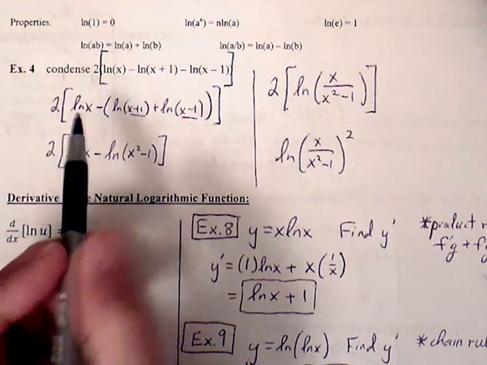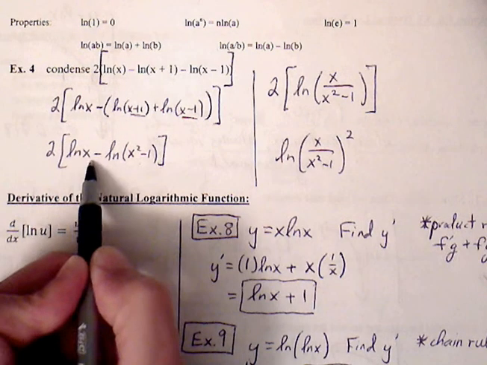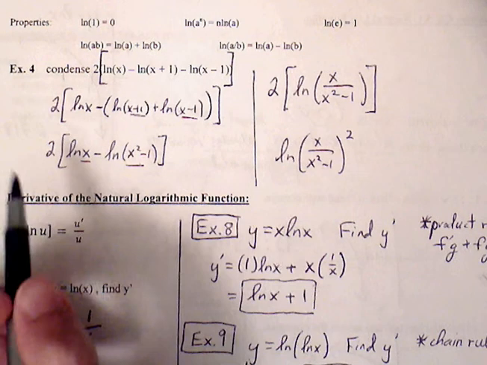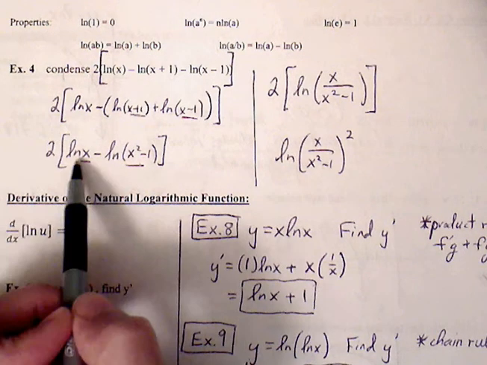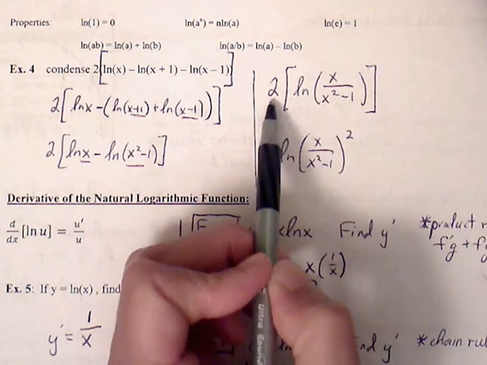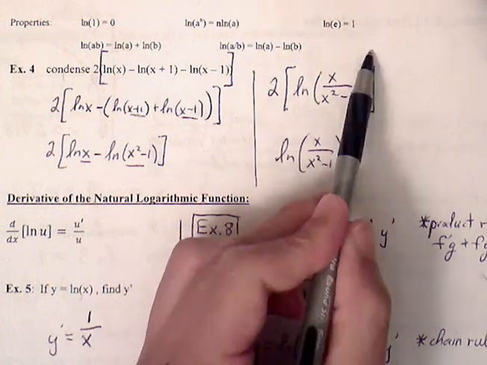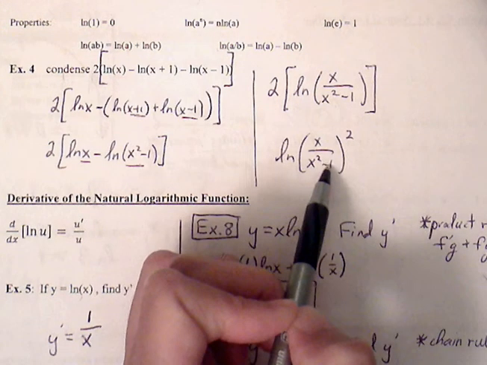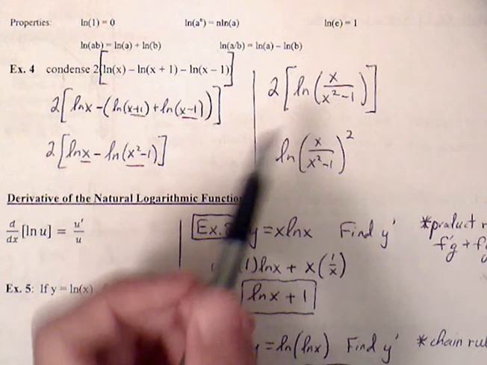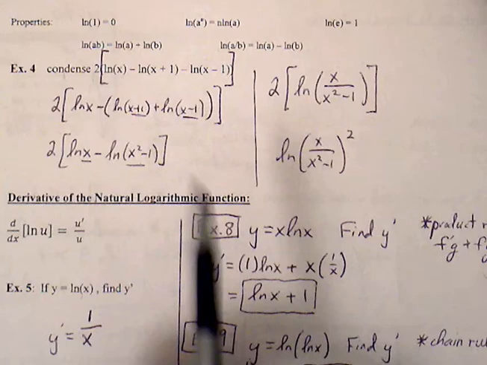Now we can continue condensing, but now we have ln of a minus ln of b, so we can use the quotient property. So ln of x over x squared minus 1. Now this 2, we can bring it up as an exponent, so ln of x over x squared minus 1, quantity squared. So now we have condensed our expression to be just one log term.